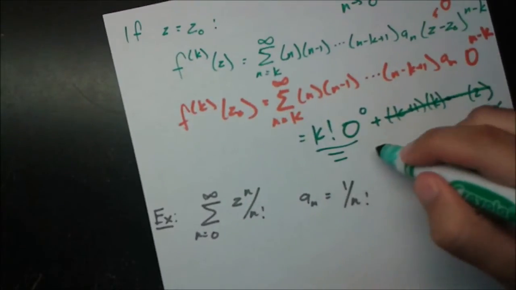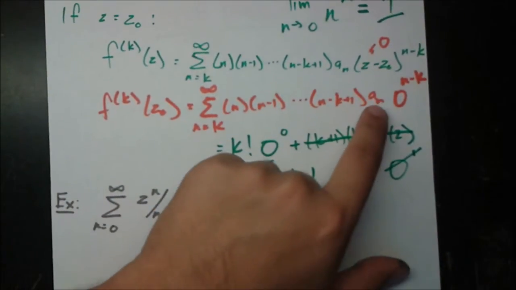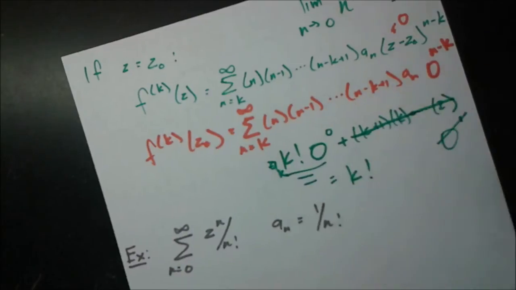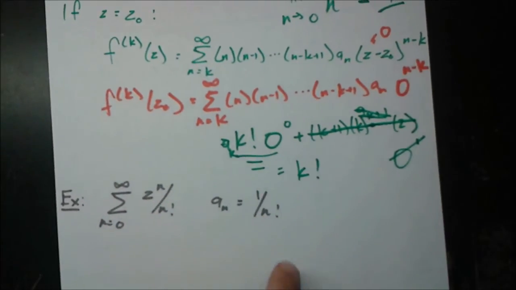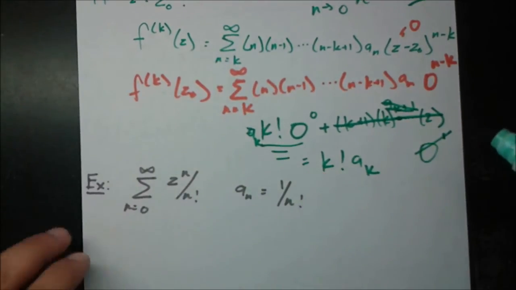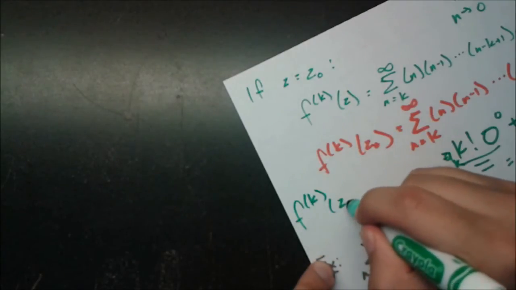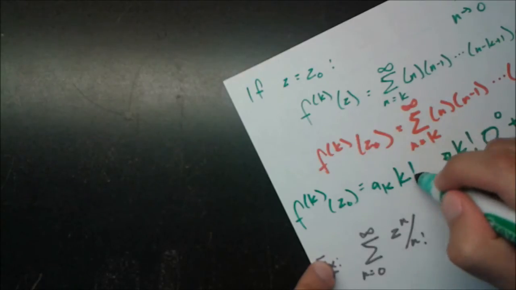So that means that this is actually k factorial, and I think I left something out. So this should have a to the power of k here. So it should be multiplied by a to the power of k. And this should have been multiplied by a to the power of k plus 1, but that canceled anyway. So it's going to be k factorial times a to the power of k. So in the end, what do we have? We have the kth derivative at z naught equals a sub k times k factorial.